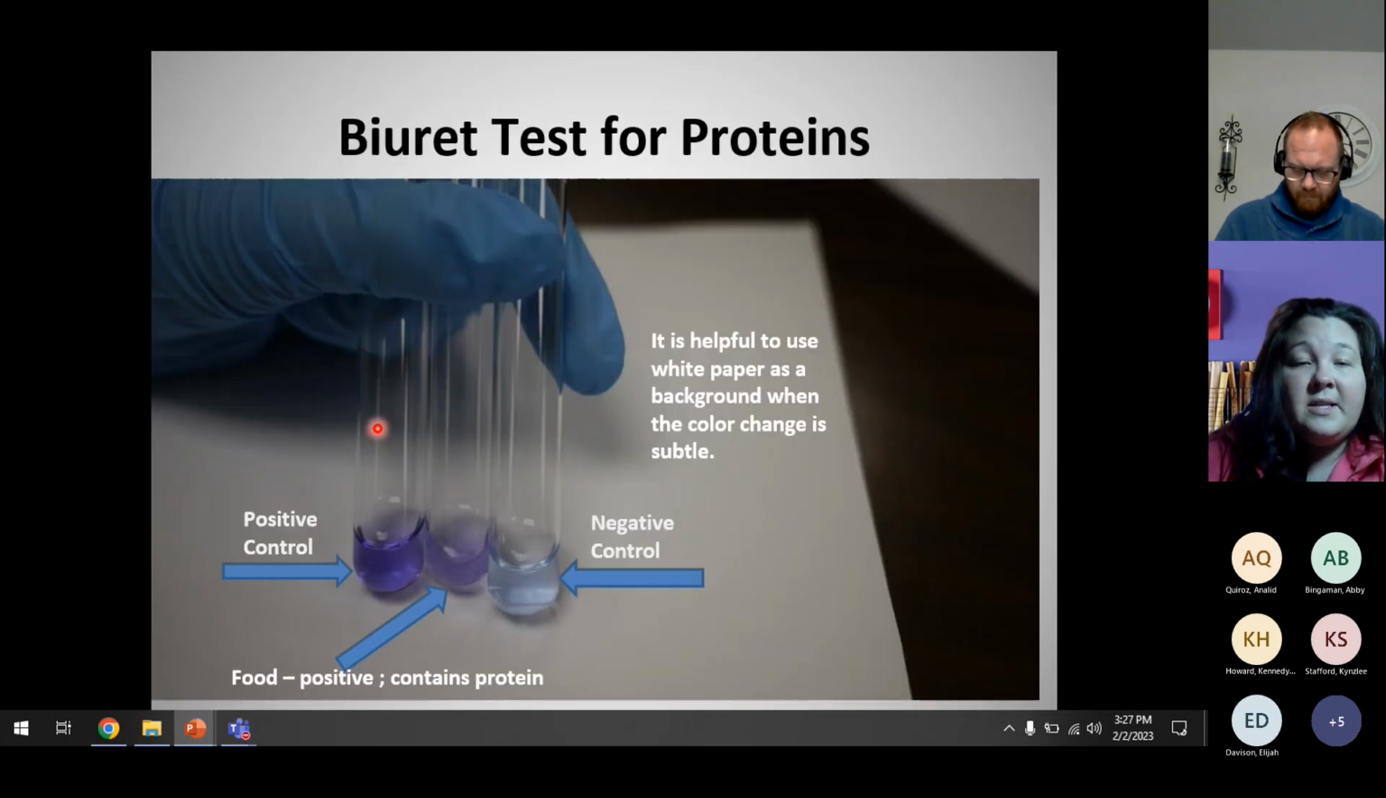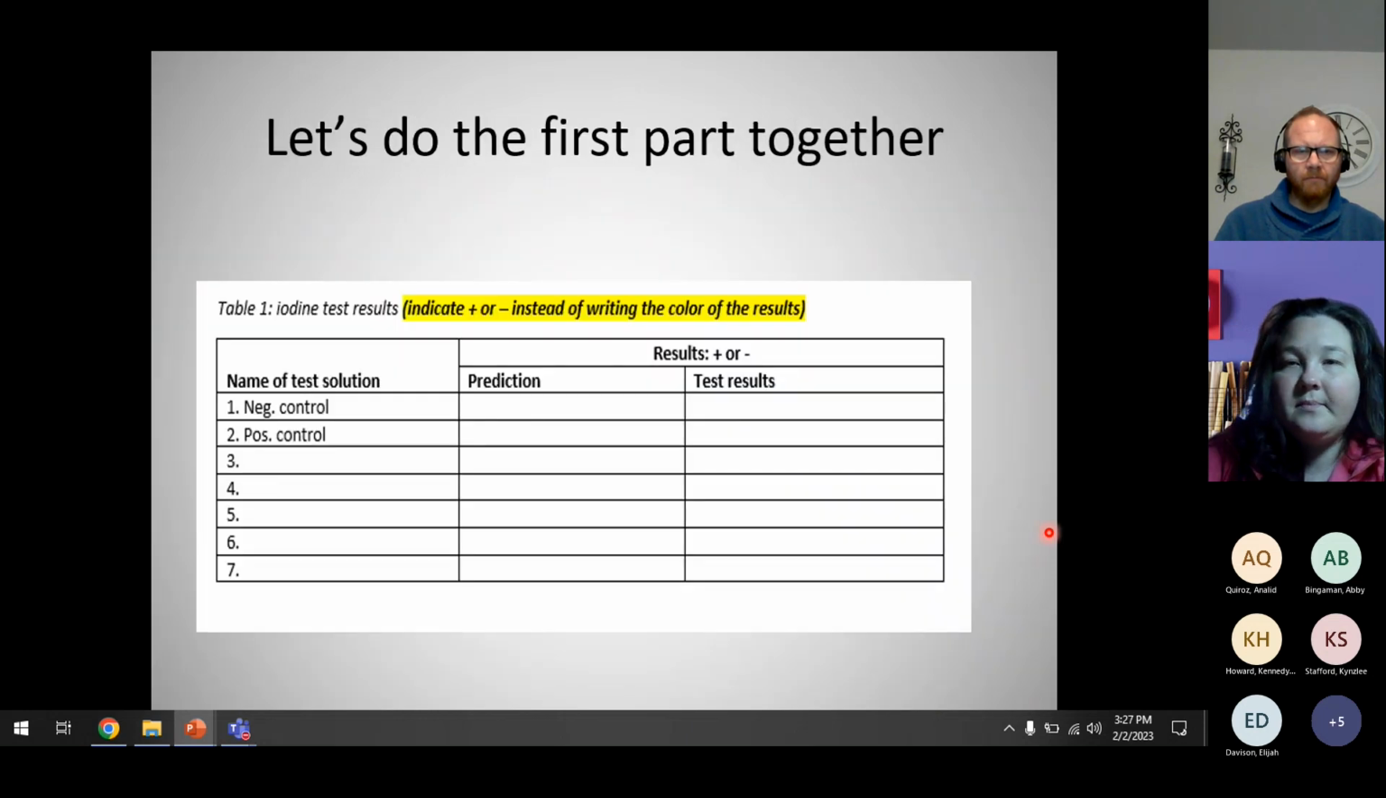The next test for proteins involves a very subtle color change. So if you were in the lab, it would be helpful to use a white paper as a background. The positive control is this sort of darker violet color, and the negative control is this light blue. And this food in the middle here matches the positive control, so we know that it's positive. It has protein in it.